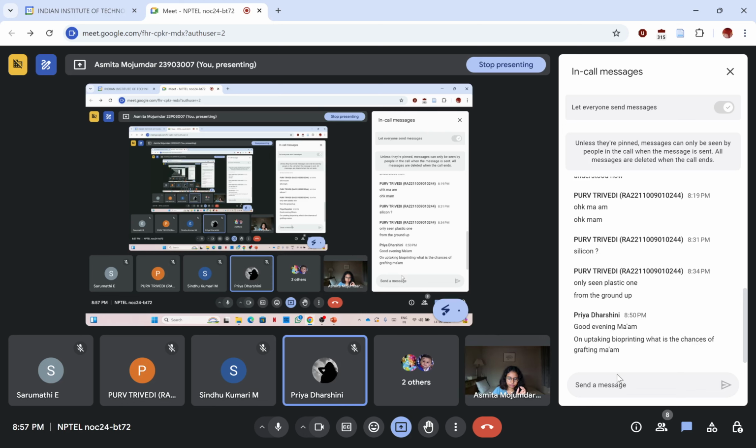Okay, ma'am. So this is what I was saying is the problem with normal organ transplant. You have to find compatibility between the donor as well as the receiver. Then only there will be no host graft rejection. But this compatibility issue is not a problem in 3D bioprinting, because cells are taken from the patient.